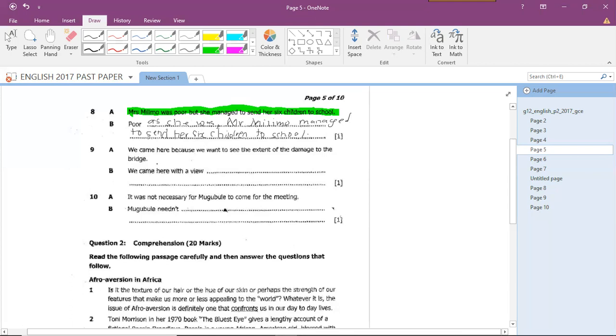So question 10, we came here because we want to see the extent of the damage to the bridge. So we're focusing on bridge and damage. So we came here with a view to see the extent of the damage to the bridge.